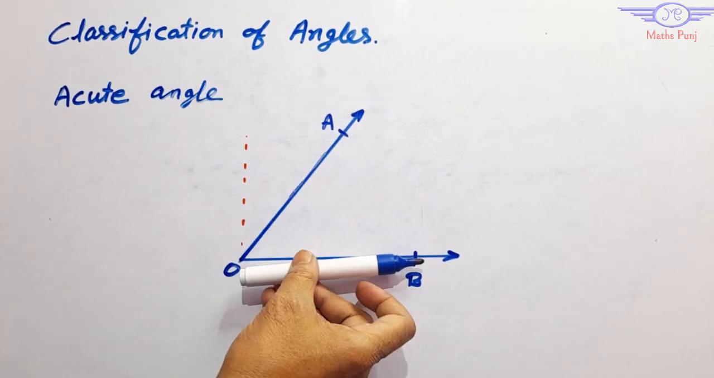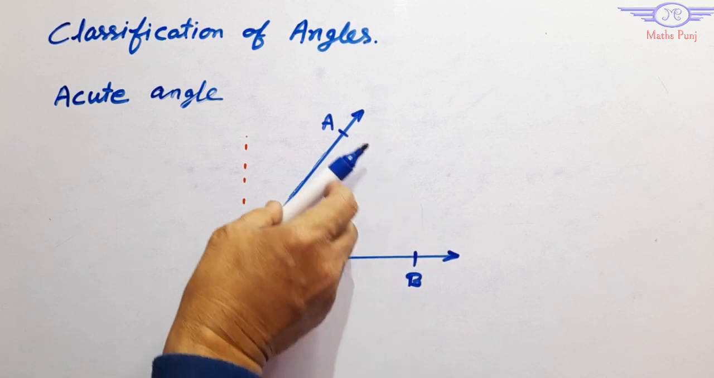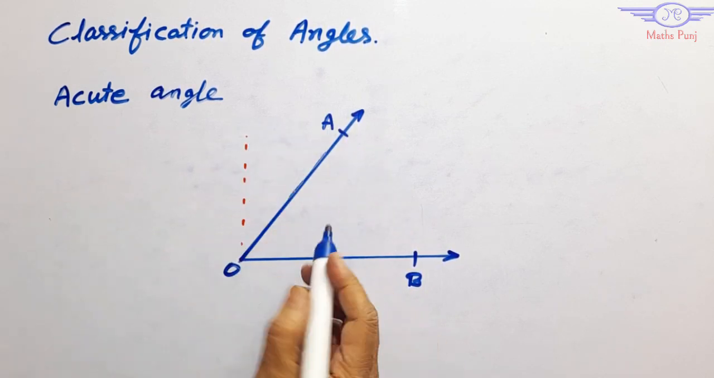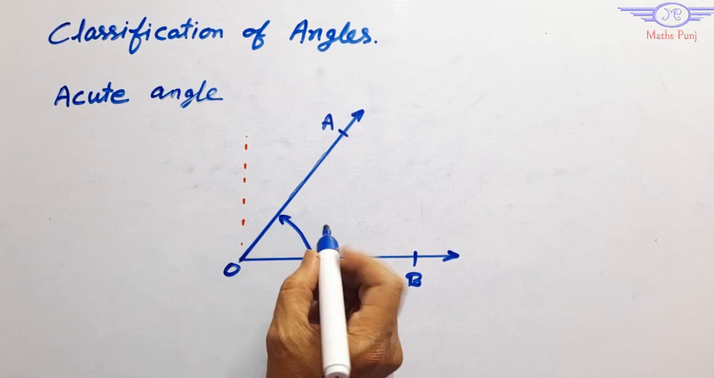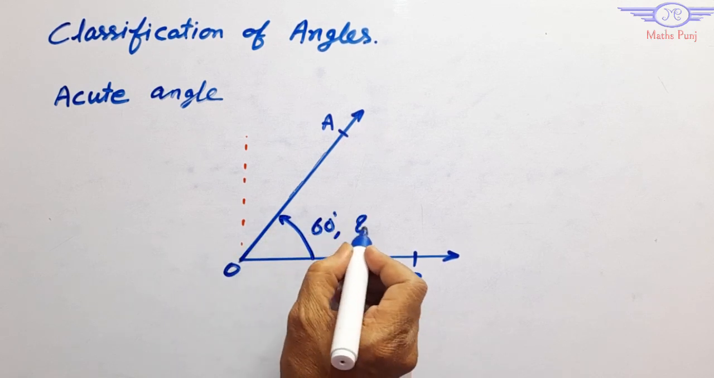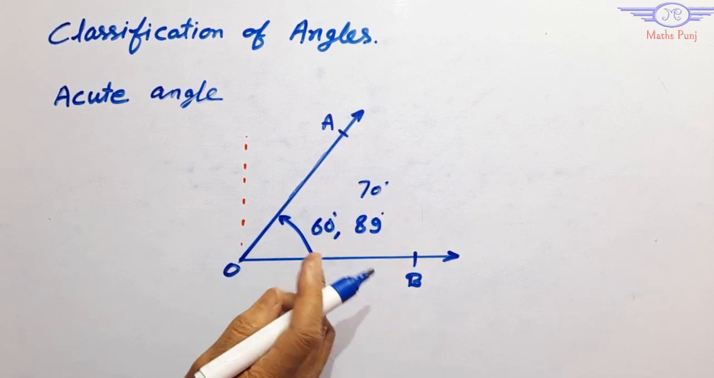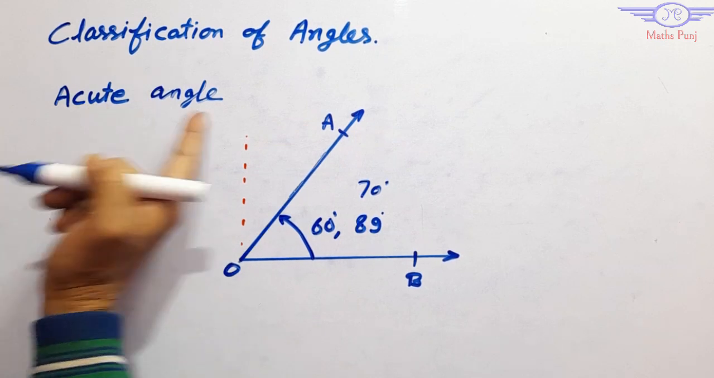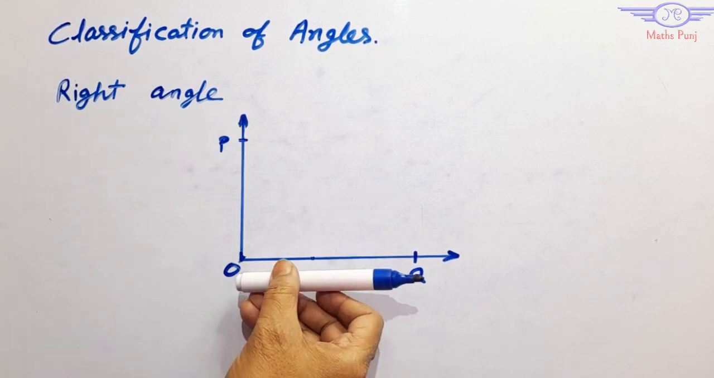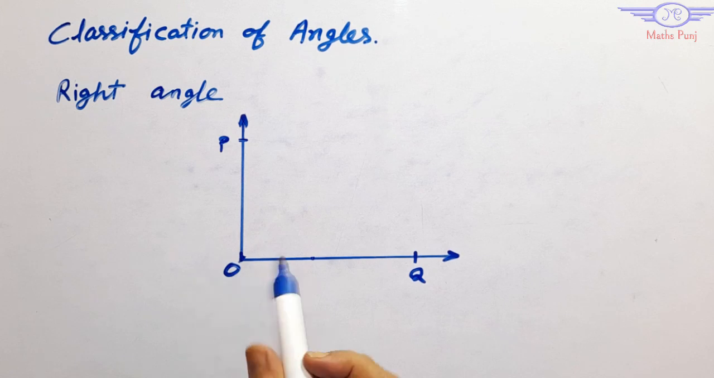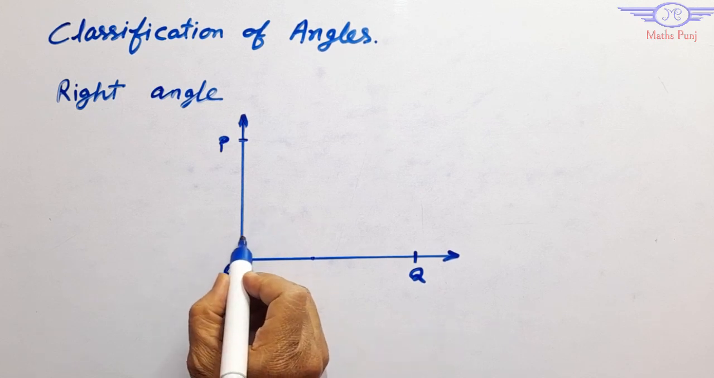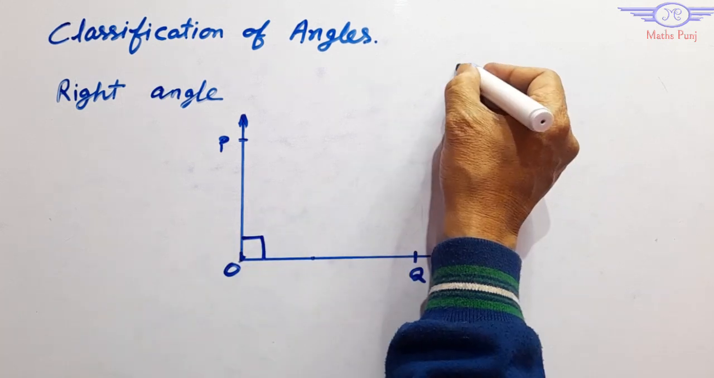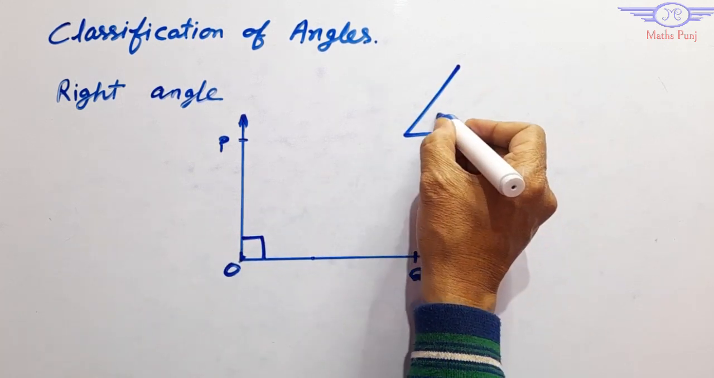When an angle is greater than 0 and less than 90 degrees, it may be 60 degrees, 89 degrees, 70 degrees, any measure less than 90 but greater than 0, it is called an acute angle. An angle of measure exactly 90 degrees is known as a right angle, and a right angle is indicated by a box, and angles other than 90 degrees are indicated by a curve.